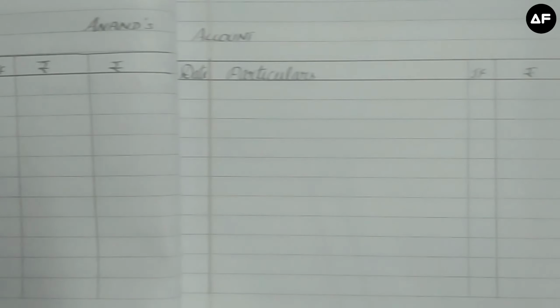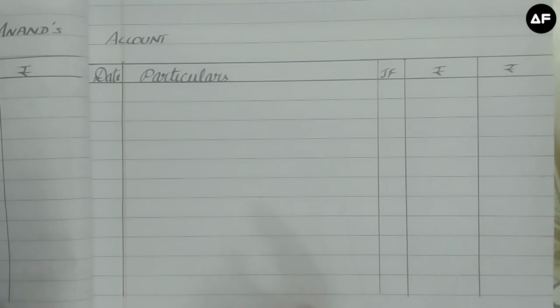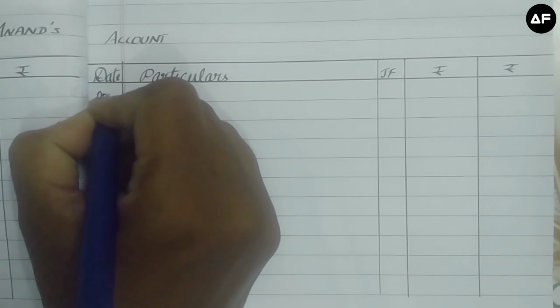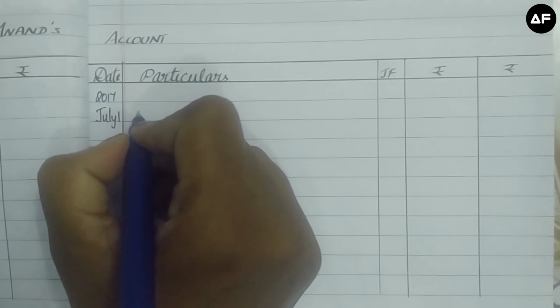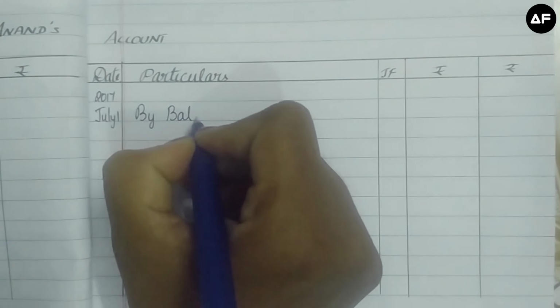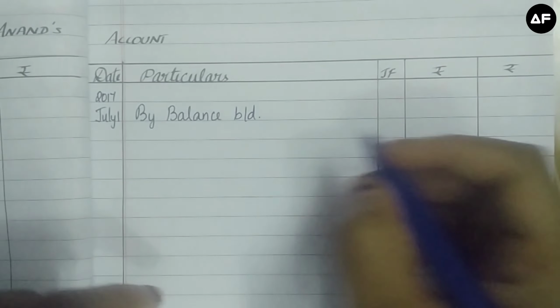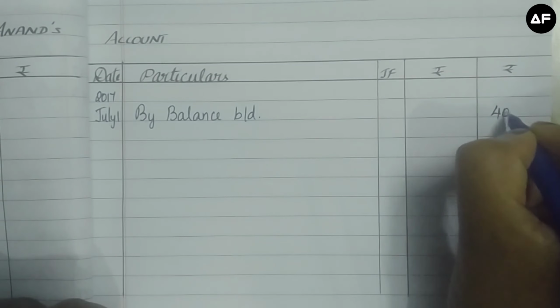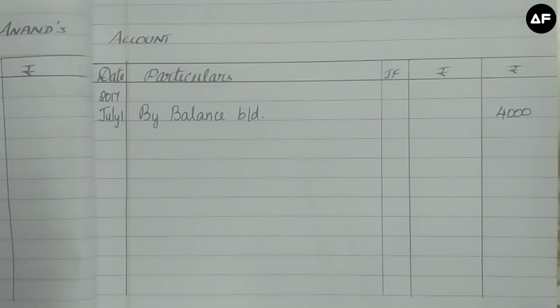So simple, go to the credit side. This is nothing but the brought down balance. So on the credit side, write the date 2017 July 1st. So this is by balance brought down from the previous month. So this amount is 4,000 to be recorded in the outer column of your Anand's account. Simple, the first transaction is over.